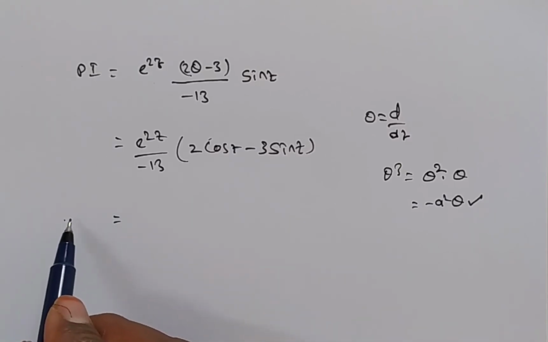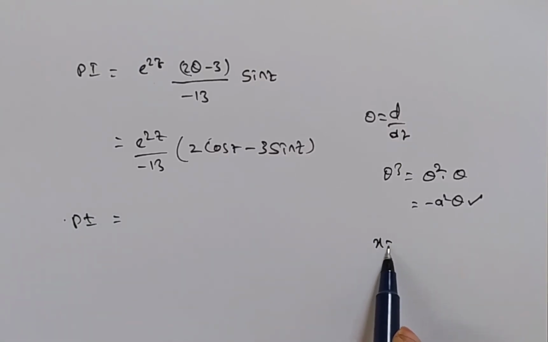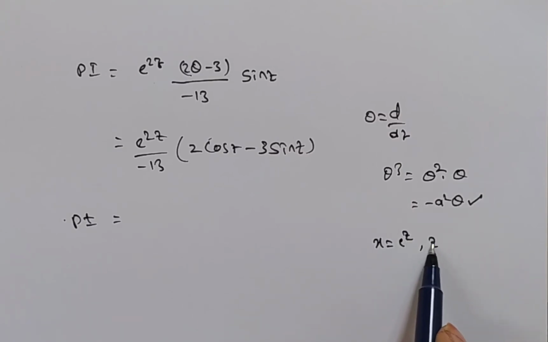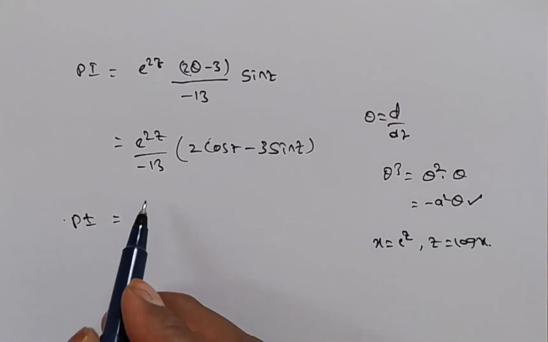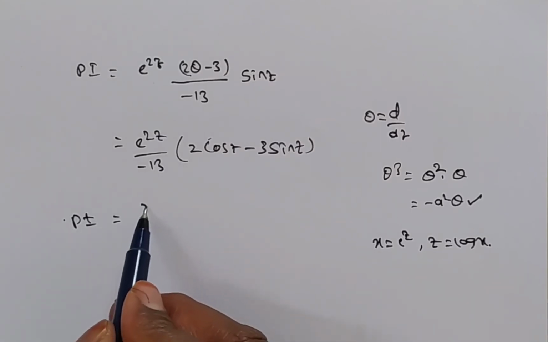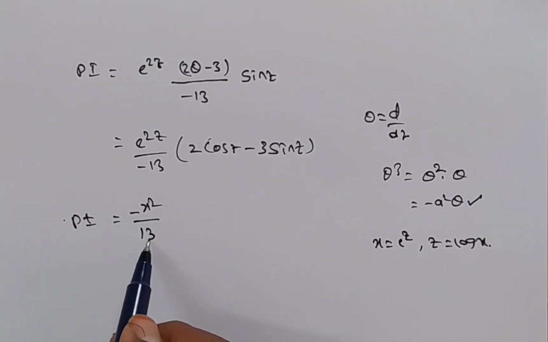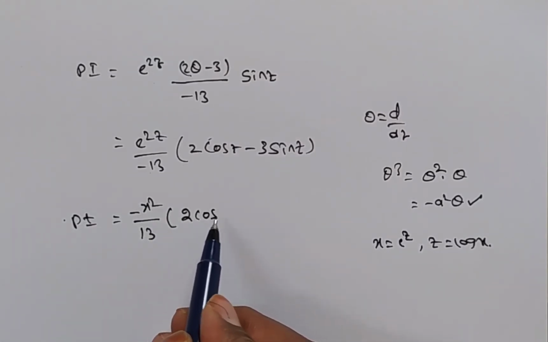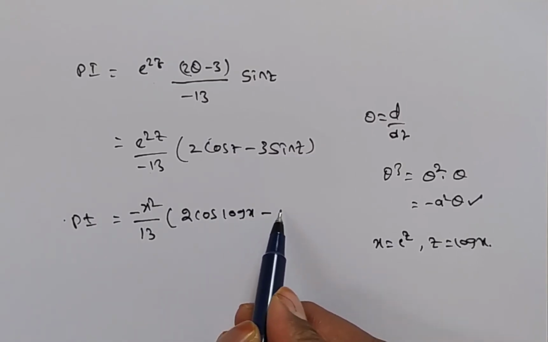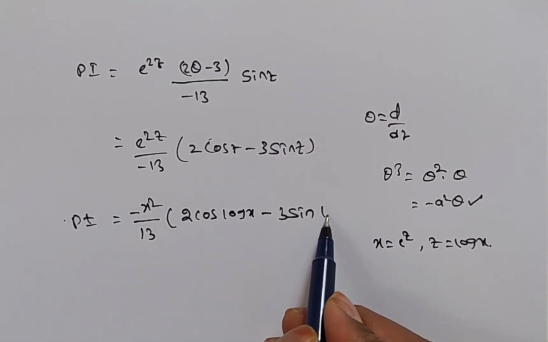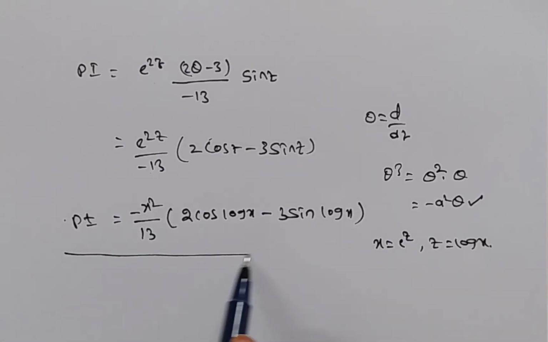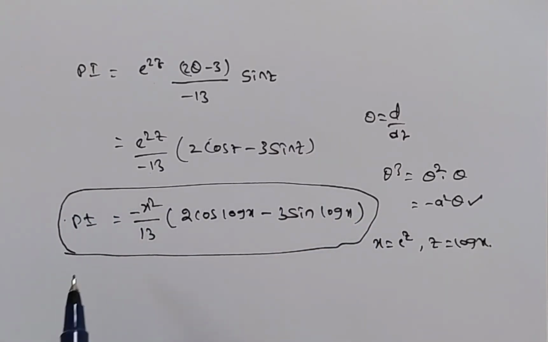Now, is it in terms of x? No. So we have to change it in terms of x. For that we substitute e power z equal to x, z equal to log x. So e power 2z is there, so you can write x square. This is minus 1 by 13 into 2 into cos z, where z is equal to log x, minus 3 into sin of z, z meaning here log x. This is the particular integral.